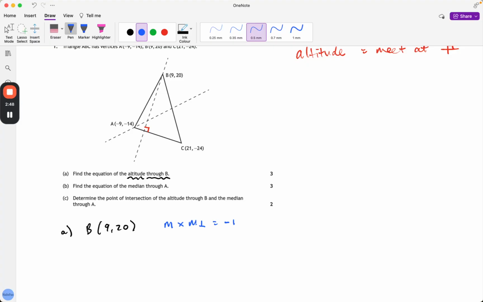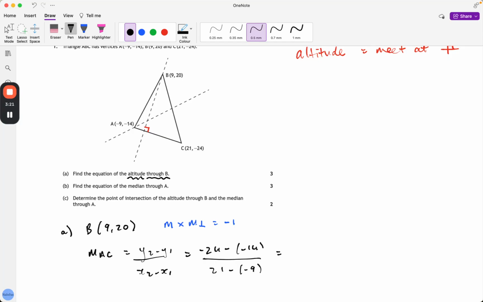So for this one here, the first thing we're wanting to do really is to find out what is the gradient of AC, and that'll help us out. We've got 2 points on this line, so straight away you want to think about (y2 - y1) over (x2 - x1), and you just want to sub them in. It doesn't matter which order you use as long as you keep your points together. So if we do y2 minus y1, I'll have -24 minus -14. Don't forget some brackets here. And then we also have 21 minus -9.